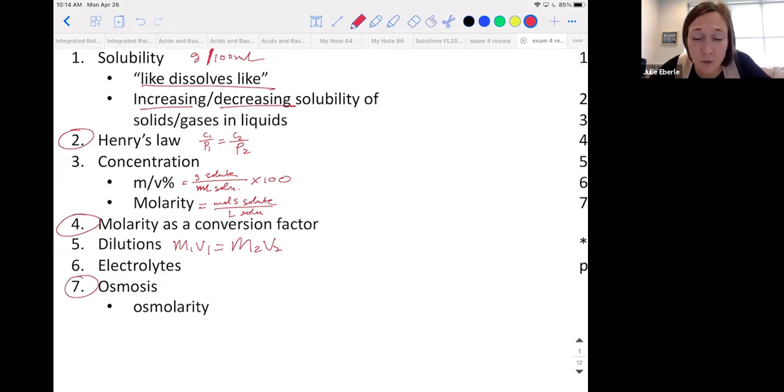Osmosis, make sure you know how osmosis works. It's based on a gradient. And how does solvent move along that gradient? We wrote that out on our osmosis slide.